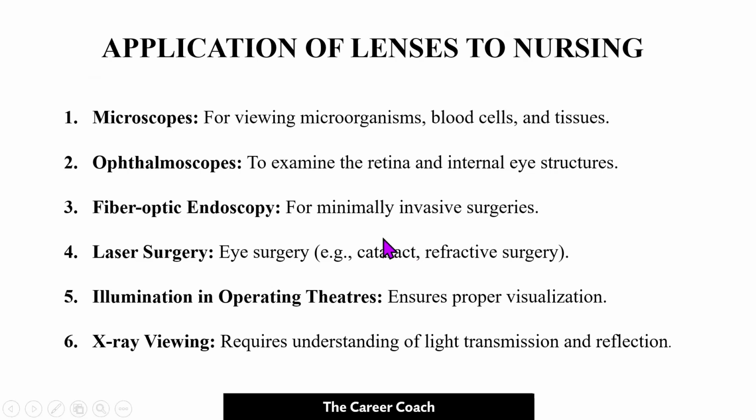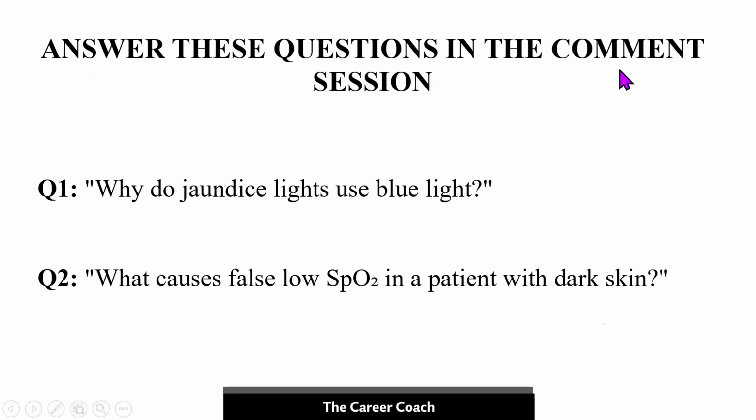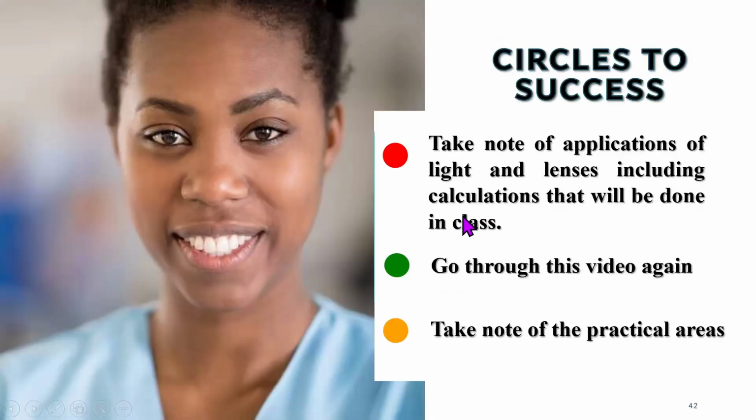All these are applications of lenses in nursing. Take note of this, it's a possible exam question. Answer these questions in the comment section. Number 1, why do jaundice lights use blue light? Number 2, what causes false low SpO2 in a patient with dark skin? I want you to answer these questions in the comment section. Let me know if you follow the class.